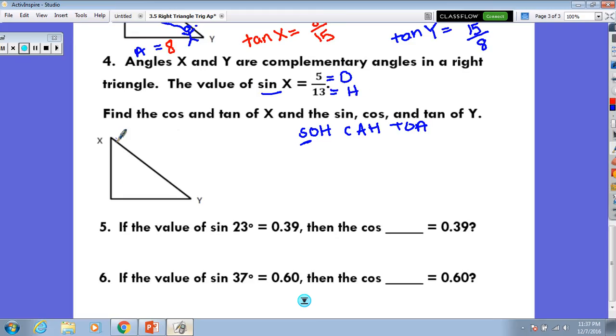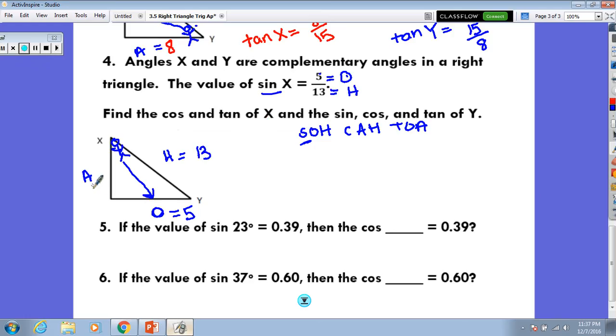So we're looking at it from x's perspective. So my little guy goes here. And we're going to label all the sides. This will be opposite because it is directly across from the man. This is hypotenuse and this is adjacent. Now I just need to write these numbers in where they belong. So 5 should go where we have opposite, and 13 should go where we have the hypotenuse.